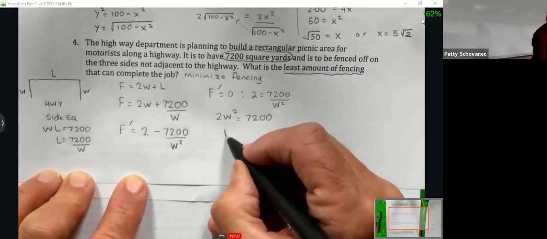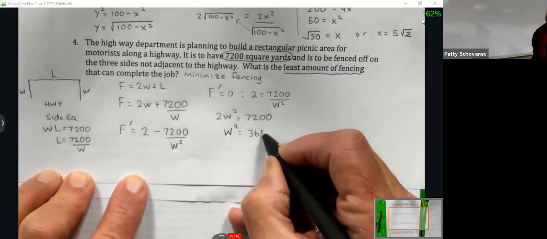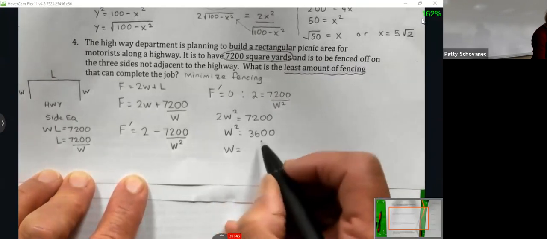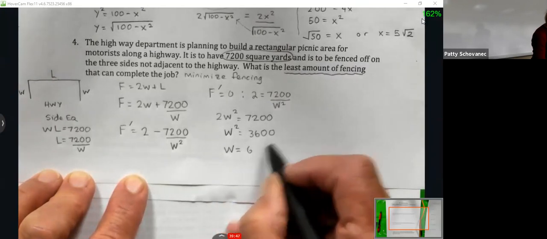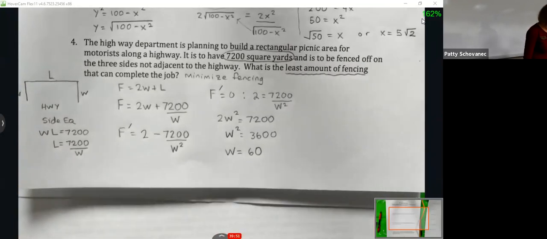Divide by 2. 2 times 36 is 72. And then we take the square root of that. Square root of 36 is 6. Square root of 100 is 10. 6 times 10 gives me the 60.